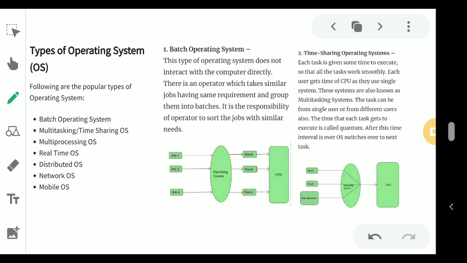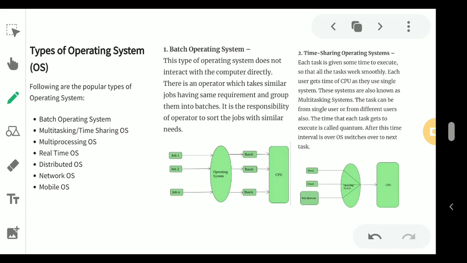This type of operating system is designed to respond to external interrupts that require an immediate response from the computer system. So LynxOS and RTX are examples of this real-time operating system.